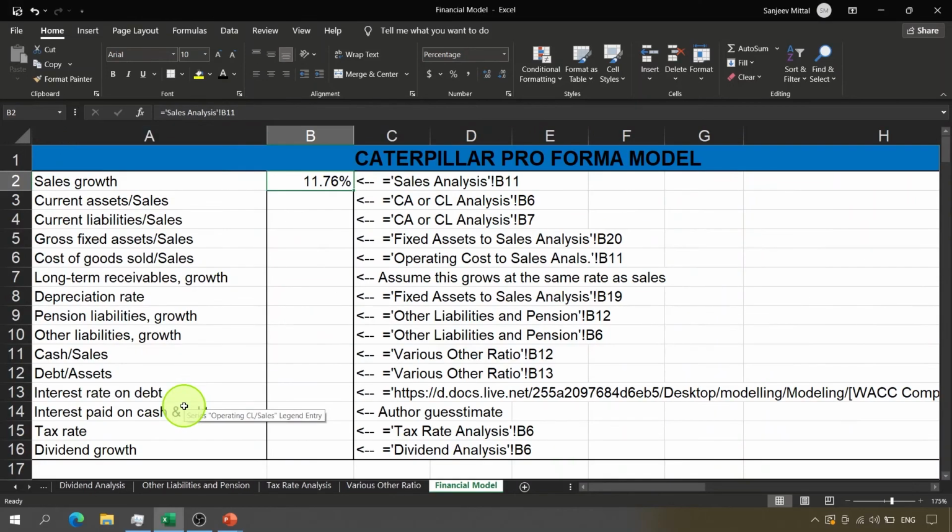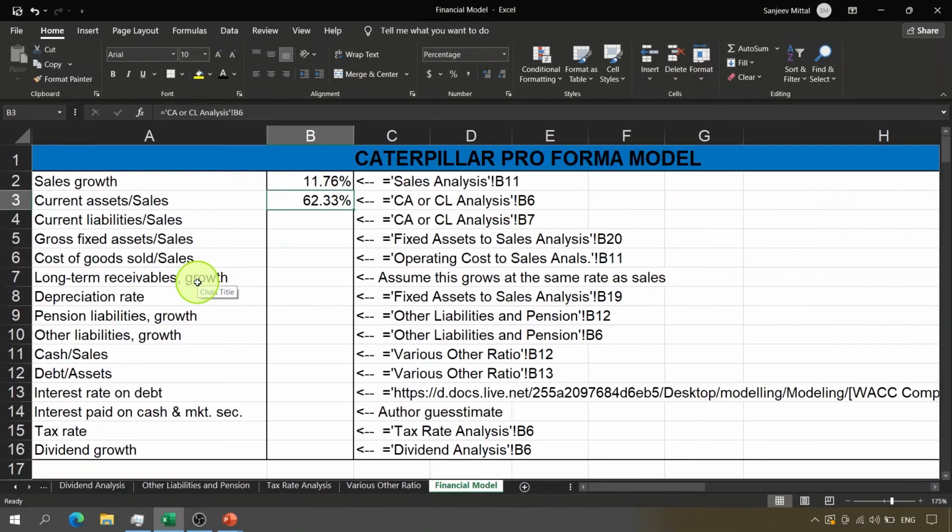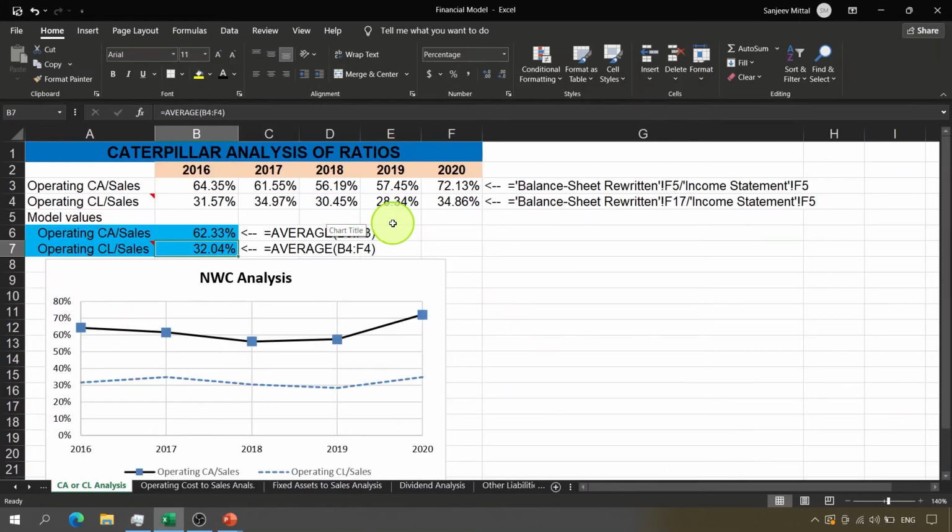After that, I show you that we have calculated our current assets to sales ratio, which is 62.33%. And we have calculated this number in our current assets or current liability analysis sheet. After that, we can simply see our current liability to sales ratio, which is 32.04%, which you can see simply from, again, our current assets to current liability analysis section.